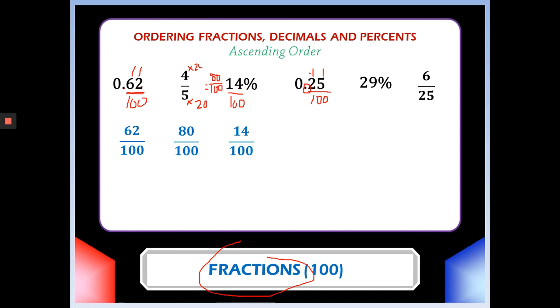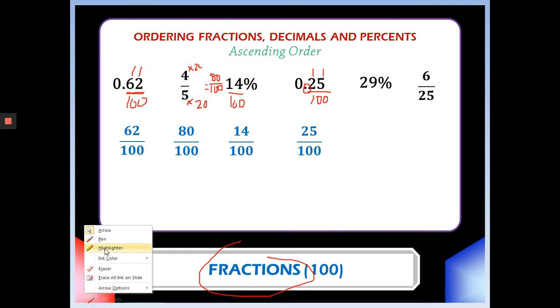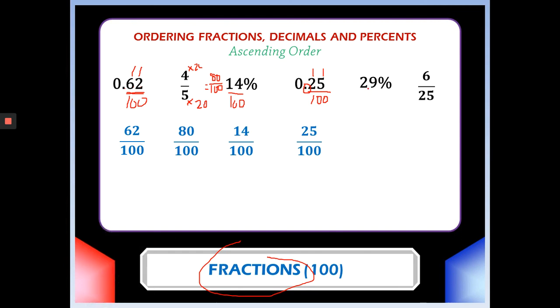Anyway, in our previous lesson, we have discussed already converting decimal to fraction, right? So I think this is already a review to you. So that's it, 25 out of 100. Now 29%, that means 29 of every 100. So that's it, 29 of every 100.